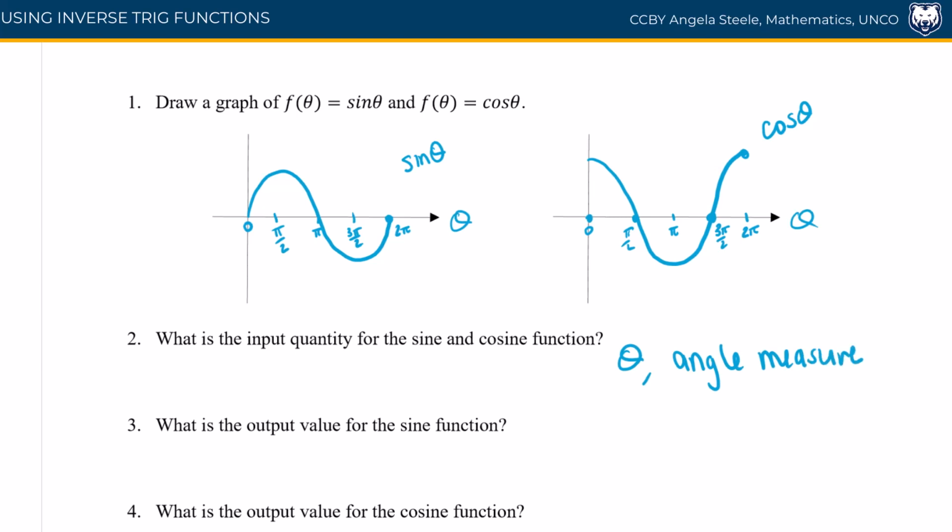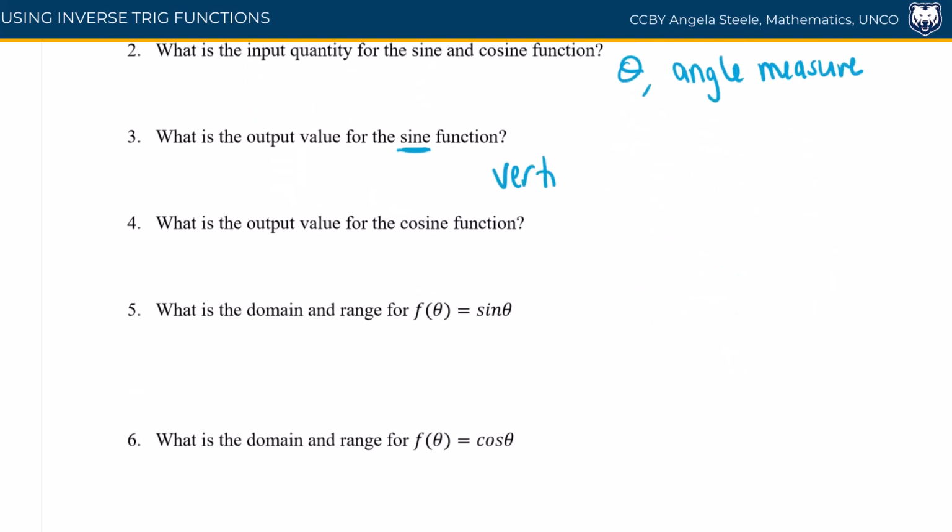Number 3, what is the output value for the sine function? Remember, the sine function looks at the vertical distance. And then part 4 is looking at the output for the cosine, and the cosine always measures the horizontal distance.